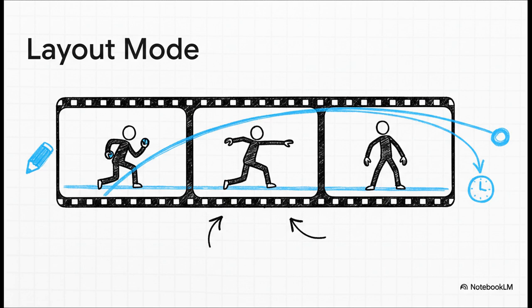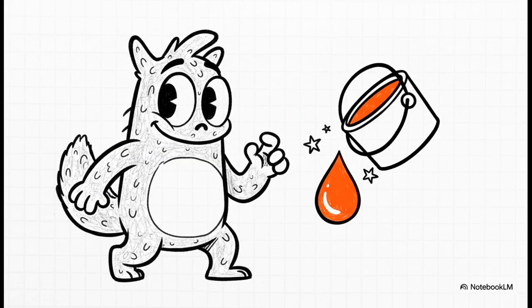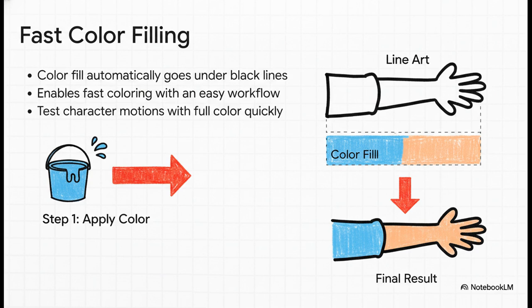Okay, let's talk about something that can be, well, a real drag: coloring. It's often the most tedious part of the whole animation process, right? Well, Animation Sketchpad has a really clever trick up its sleeve for this. This is a total game changer and a huge time saver. It's called automatic multiply mode. What that means is when you grab the fill tool and click, the color automatically goes underneath your black lines. You don't have to carefully fill inside the lines anymore. This lets you block in colors and test out how your character moves with full color incredibly fast.